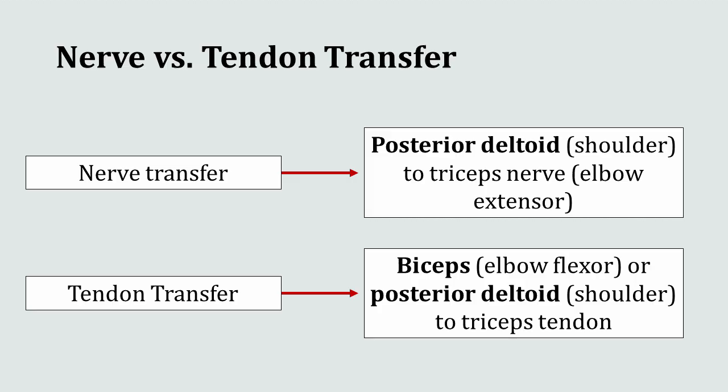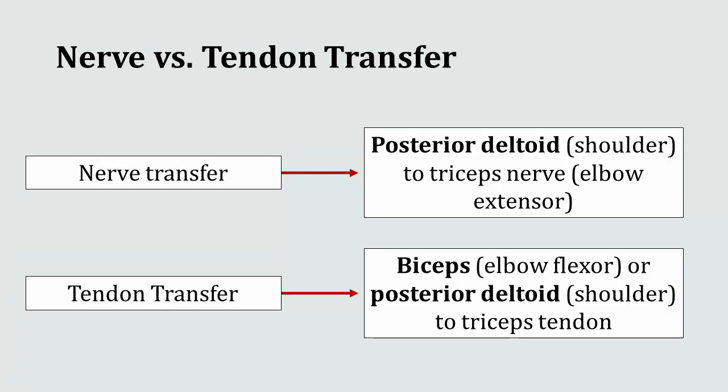For nerve transfer, the big one is called a posterior deltoid or posterior axillary nerve transfer to the triceps nerve. And that's kind of a fancy way of saying we're going to take part of the nerve that goes to the big round muscle on the shoulder, the deltoid, and we're going to move it to the triceps, which extends the elbow. And that's sometimes done through an incision in the armpit. It's sometimes done an incision on the back of the arm.